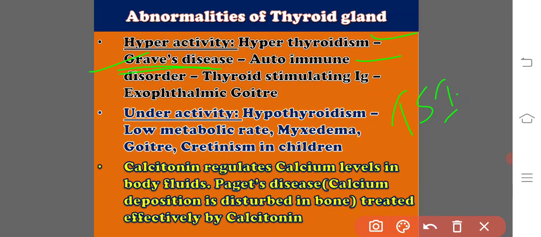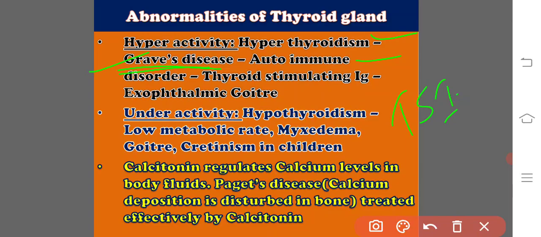Hypersecretion of thyroid hormones increases the rate of metabolism, high body temperature, weight loss, increased appetite, rapid heart rate, elevated blood pressure, muscle tremors, diarrhea, insomnia, and hyperactivity are the major symptoms of Graves disease. That is hyperthyroidism. And one more you can see, that is exophthalmic goiter.